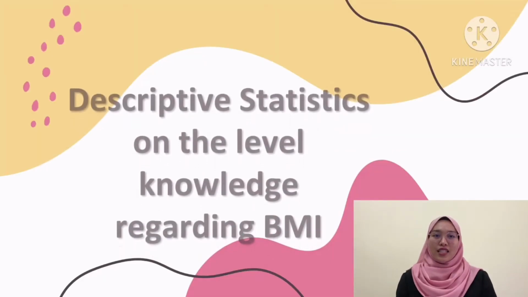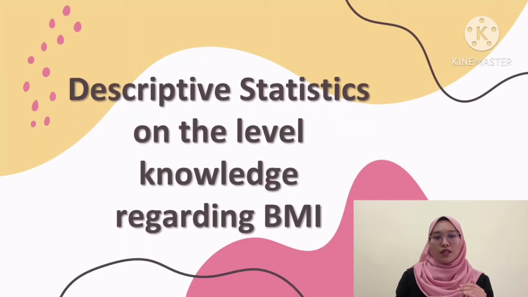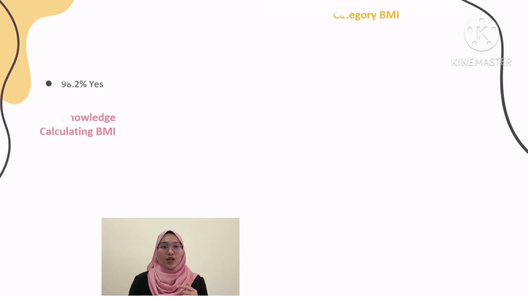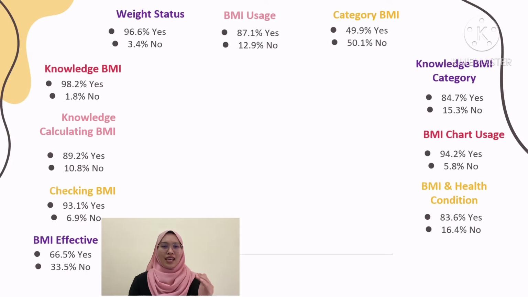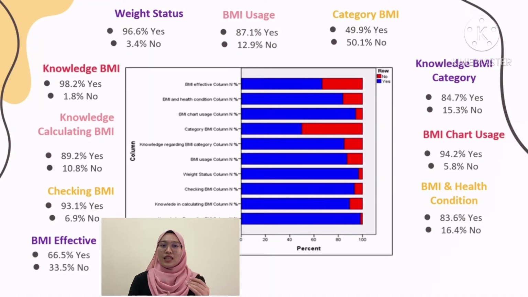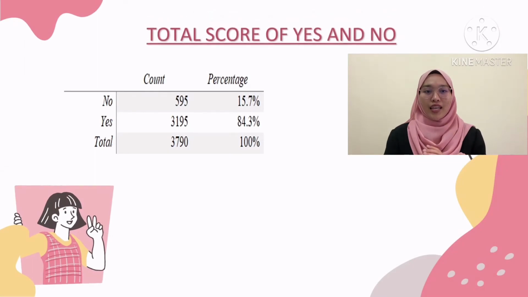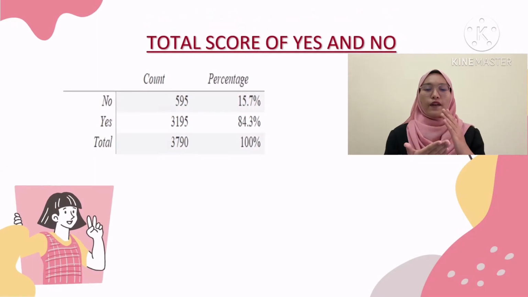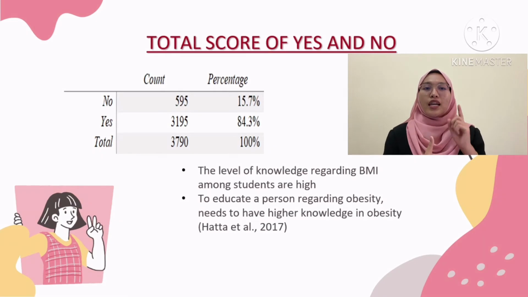Let's proceed to the analysis of the first objective, which is the descriptive statistic on the level of knowledge regarding BMI. Based on the questions from the questionnaires, most of the respondents answered yes, and as you can see, the percentage of yes answers in the graph is also high compared to the no answers. Therefore, we can conclude that the students in Seremban do have a high level of knowledge regarding BMI. Take note that in order to educate a person regarding obesity or BMI or anything, the person needs to have a higher level of knowledge regarding it.